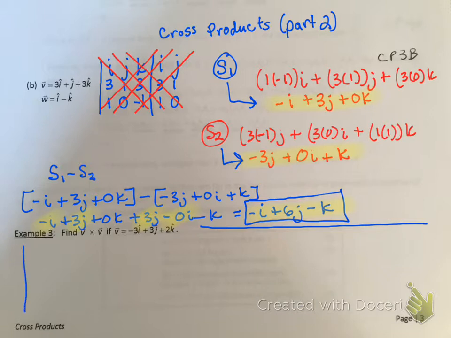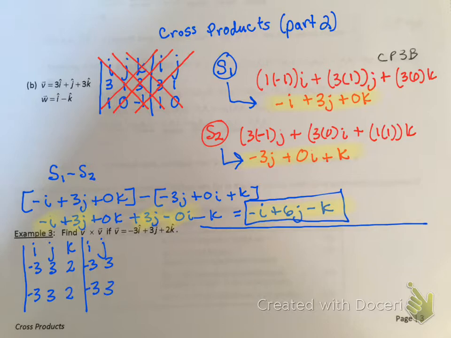So same process, I, J, K. Repeat the first 2 columns, I and J. We're going to put the coefficients down of V, which is -3, +3, and 2. So I'm going to put -3 and +3 here. And then I'm going to repeat those values again because I'm crossing the vector times itself.